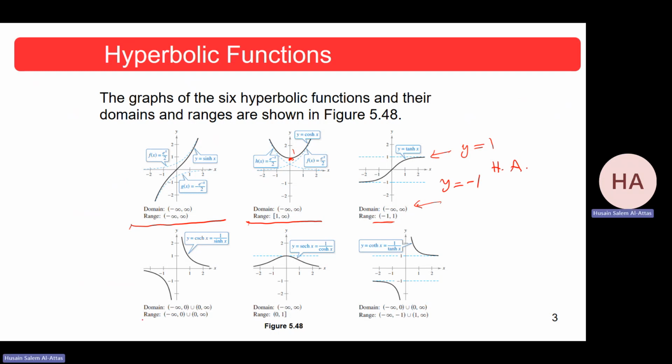And the same thing for cosecant hyperbolic. The domain is minus infinity to 0 and 0 to infinity, and the same thing for the range. This is secant hyperbolic. If you notice, its range is a number between 0 and 1, where 0 is open and 1 is closed. And this is the cotan hyperbolic.